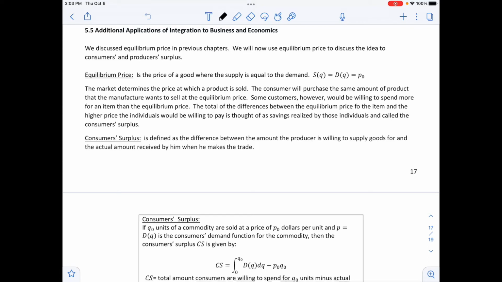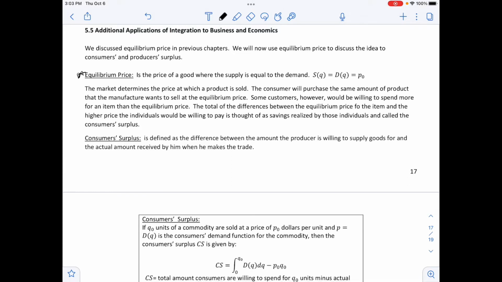So again, an equilibrium price is the price of a good where the supply is equal to the demand. So S of Q is equal to D of Q, which is equal to P naught. The market determines the price at which a product is sold. The consumer will purchase the same amount of a product that the manufacturer wants to sell at the equilibrium price.